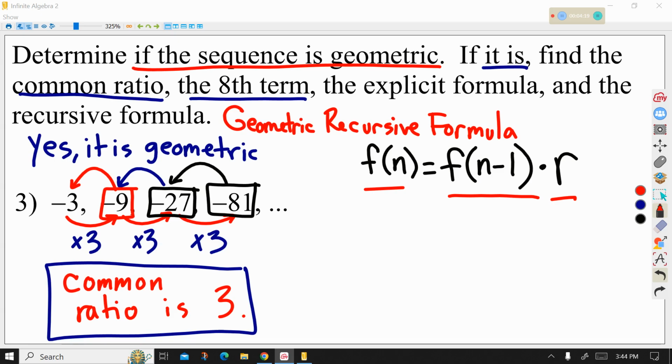And look at what happened. How did we get 81? Well, we took the one that came before it and multiplied it by the common ratio to get that. So that's really all this equation means. That's what it's explaining to us. That's the information it contains.